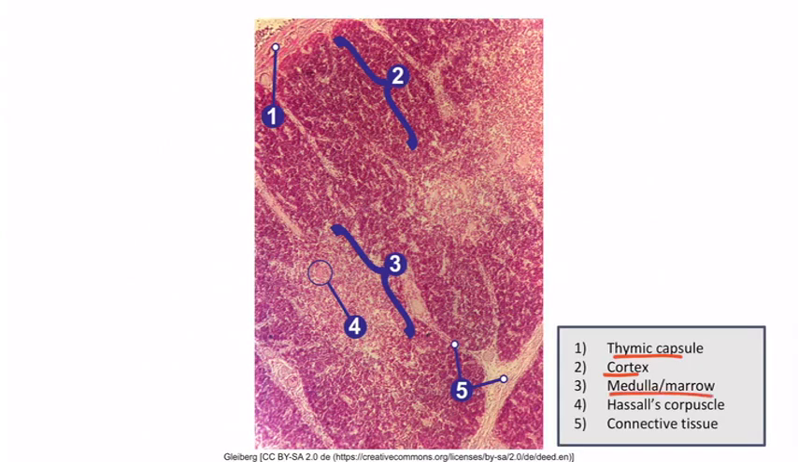Notice that this region is much paler than the cortex. This is where the T cells migrate as they mature, so it contains mature T cells. 4 is a bit hard to see at this magnification, but it represents a Hassall's corpuscle, which I'll zoom up on in a second. Finally, 5 represents the connective tissue of the thymus.